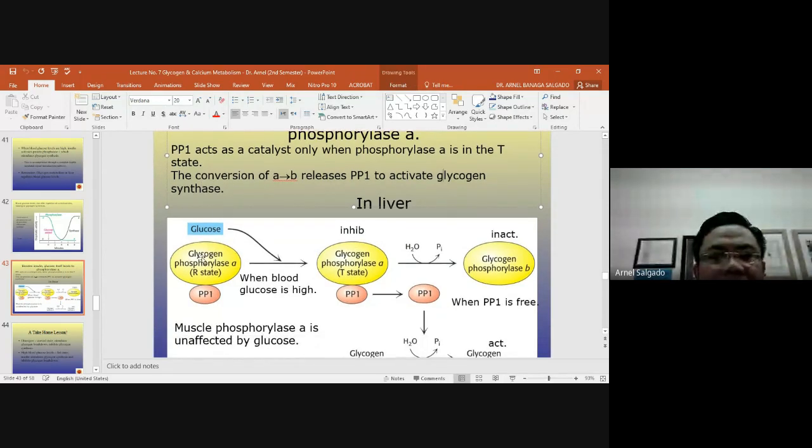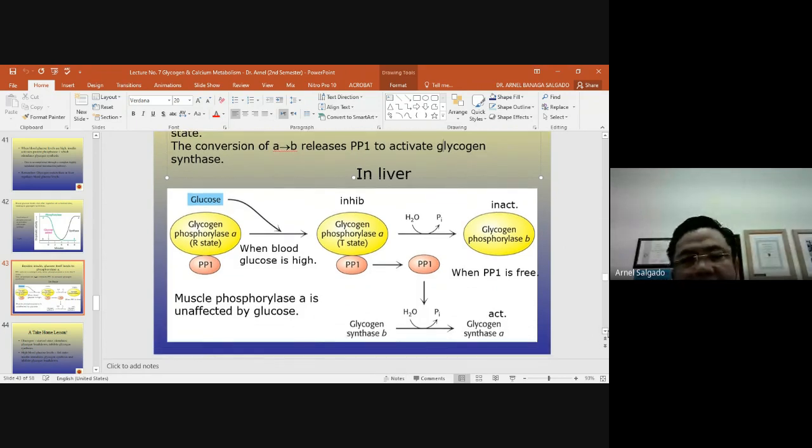Glucose, right? This is how we look at it. PP1, the glycogen phosphorylase A, this is active in our state. When blood glucose is high, what happens is that there is inhibition. So the glycogen phosphorylase A will be activated, PP1. We need to convert or deactivate that so that we can come out with glycogen phosphorylase B, that is inactivated. All right. So much glucose, we need to inactivate so that we will stop the production of glucose from glycogen. That's how it goes.